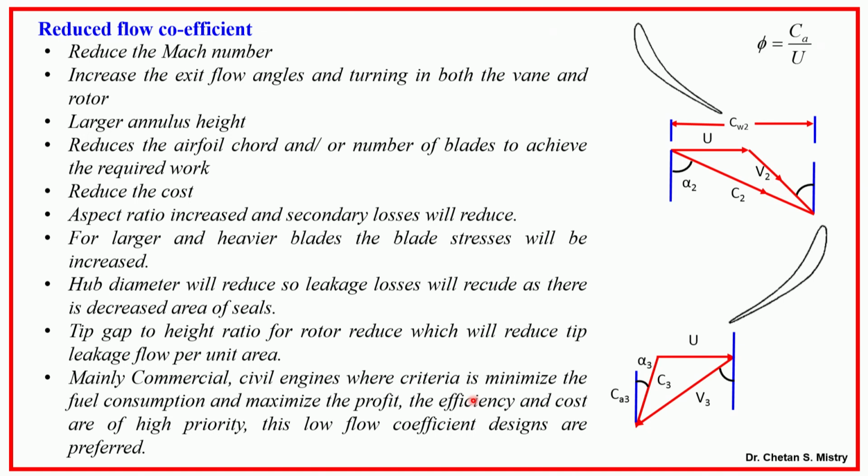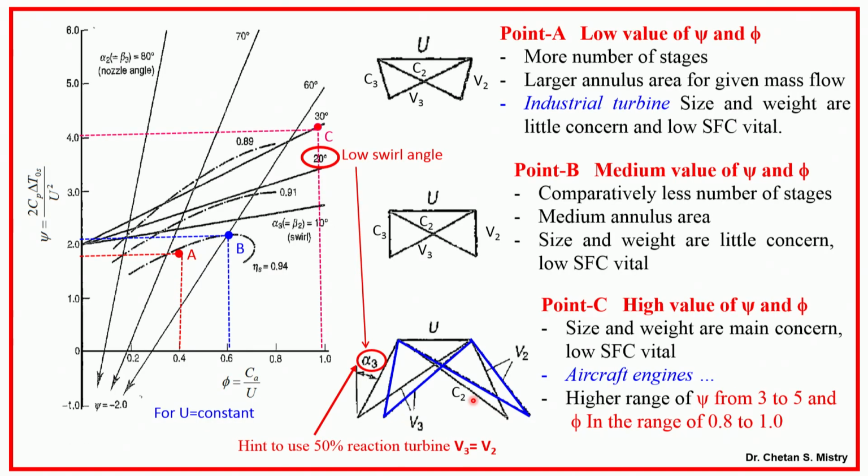Okay. Now, let us try to understand what exactly the meaning is, because we are talking in terms of gas turbine engines, that is applicable for both your aircraft engine as well as for land based power plants. So, this is representing my psi versus phi, and these are my efficiency lines, and these are my nozzle angles. If you look at, this is my blade angle. Now, I have located three different points, point A, point B and point C.